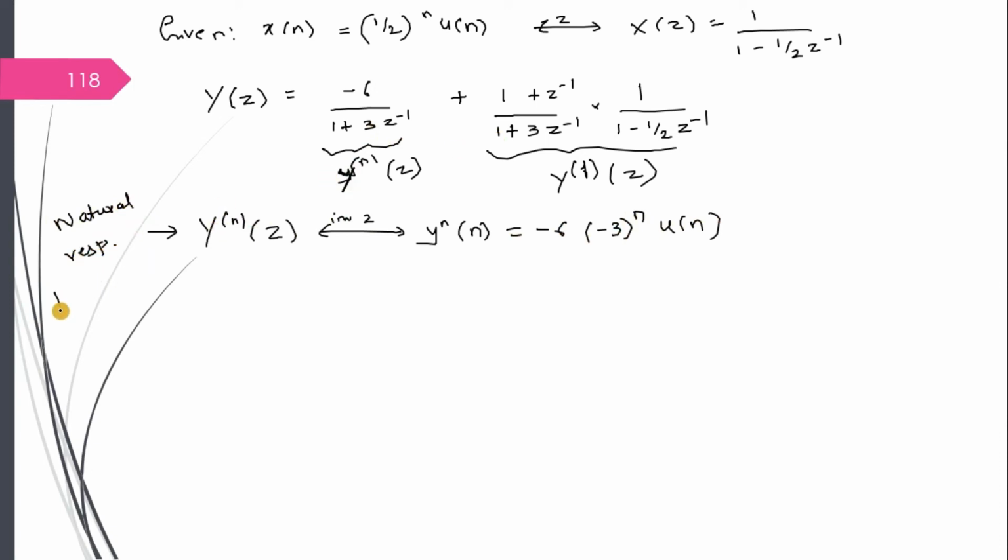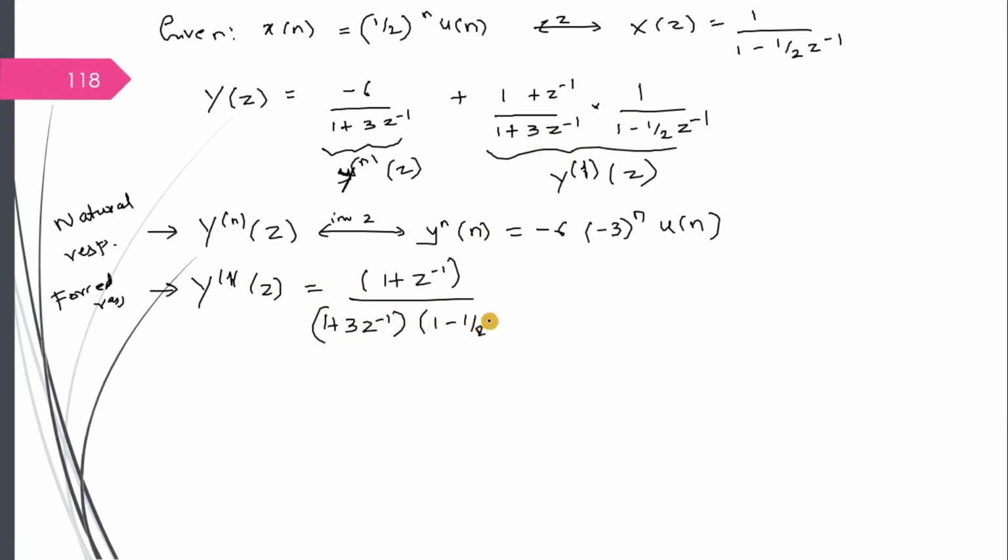Next, forced response. Forced response is written as capital Y f of z. If I want to take its inverse, I have to take it in this fashion: numerator 1 plus z inverse, divided by (1 plus 3 z inverse)(1 minus 1 by 2 z inverse). You need to take its partial fraction, so you should use the partial fraction 1 plus 3 z inverse.